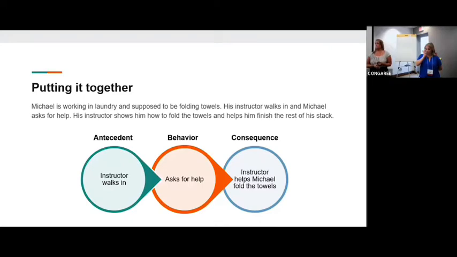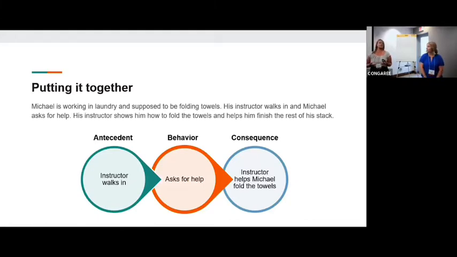I would think that you would see him asking for help more. Definitely increasing, if you start helping him as opposed to doing it for him. So he was still able to escape the task of doing it by himself, but we see here a better replacement behavior of asking for help.